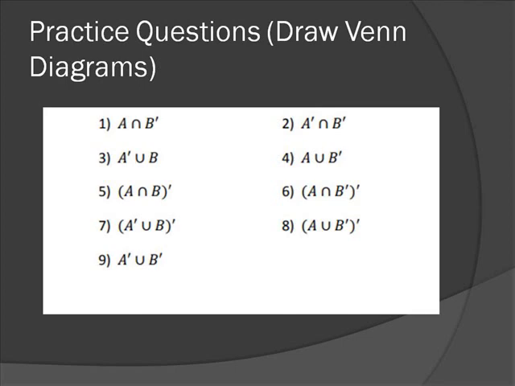In the fifth question we have A intersection B whole complement. So first step will be A intersection B. You will be drawing a Venn diagram for A intersection B, and then in the second step, since you have to find the whole complement, means you have to shade everything that is other than A intersection B.